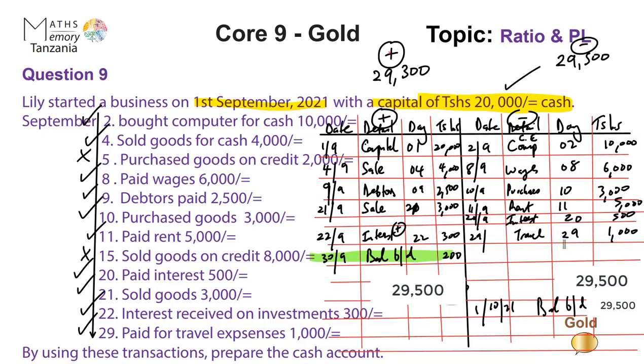So if you were to do this in the next set of accounts or ledger, you still bring this balance down, that you have actually spent 200 Tanzanian shillings more than you have taken in from this business period in September.